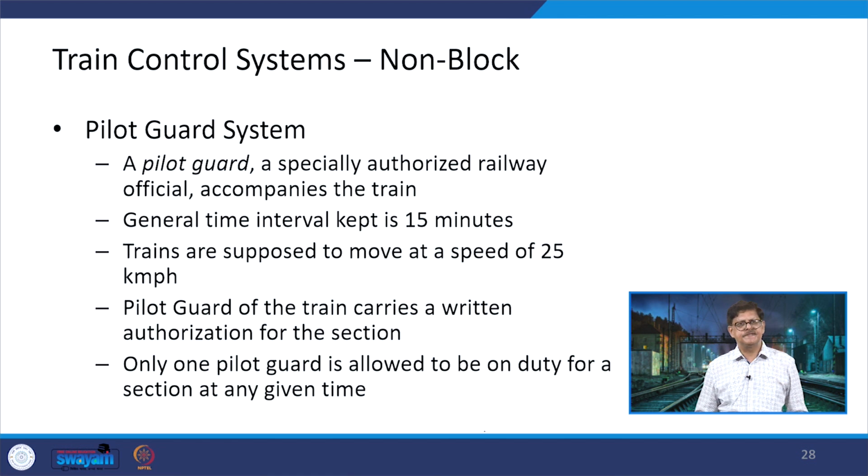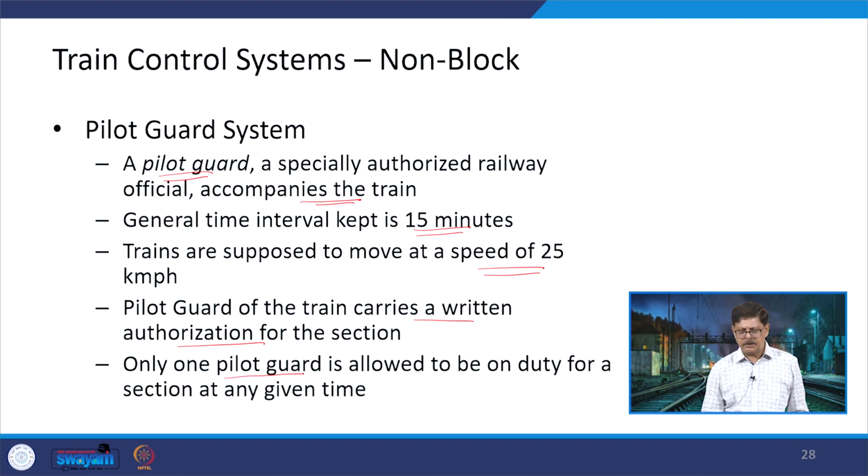Then the pilot guard system. This pilot guard system is again a sort of authority system, wherein there is a person who is designated as a pilot guard. So that official goes with the train. Here again the time interval and the speeds have been capped at 15 minutes and 25 kilometers per hour respectively. The pilot guard of the train carries a written authorization for moving the train into the section.